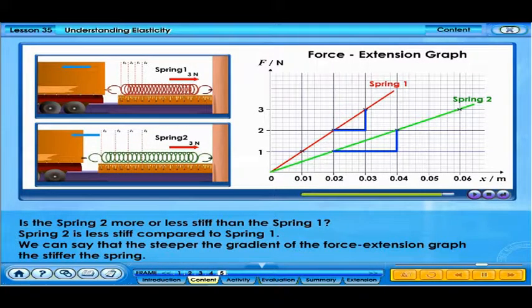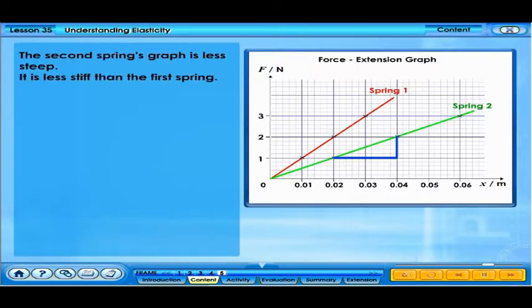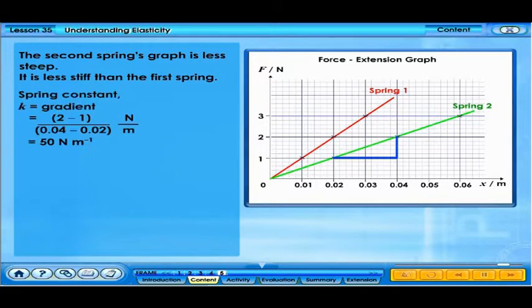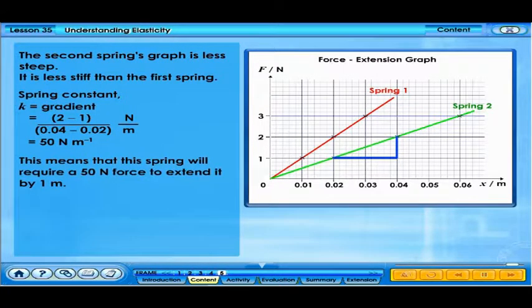Determine the spring constant of spring 2. The second spring's graph is less steep. It is less stiff than the first spring. Its spring constant is 50 Newton per meter. It requires a 50 Newton force to extend it by 1 meter.